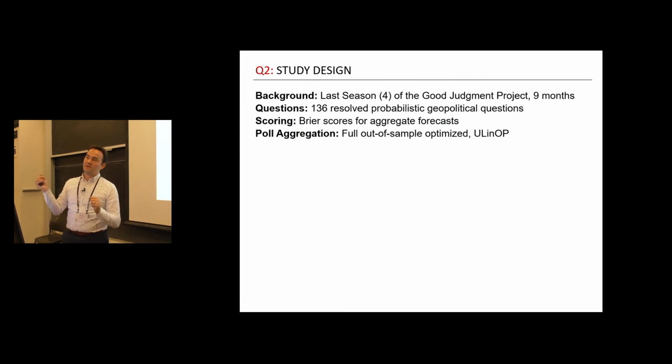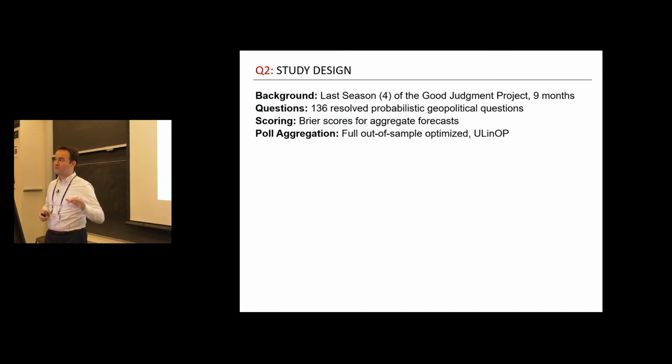So now, after we learned this about the LMSR market, in the next season we put the LMSR market to test against team prediction polls, which had proven also very accurate in previous years of the tournament. This was the last season, and we had 136 questions. Again, we were looking at Brier scores for the aggregate forecast. In polls, individuals were also scored based on Brier score, with slightly different imputation rules. And we're looking at different aggregation structures.